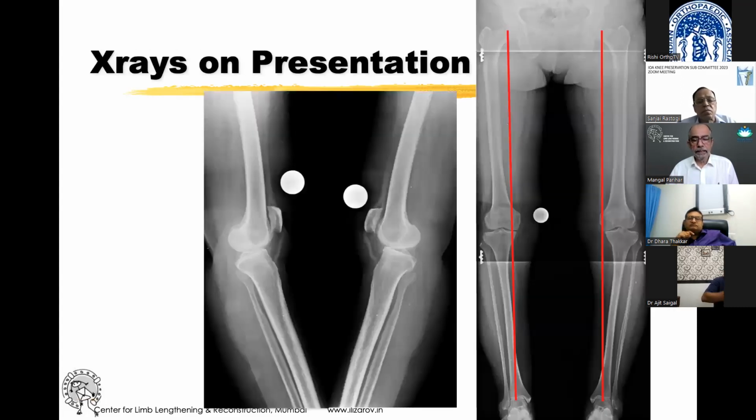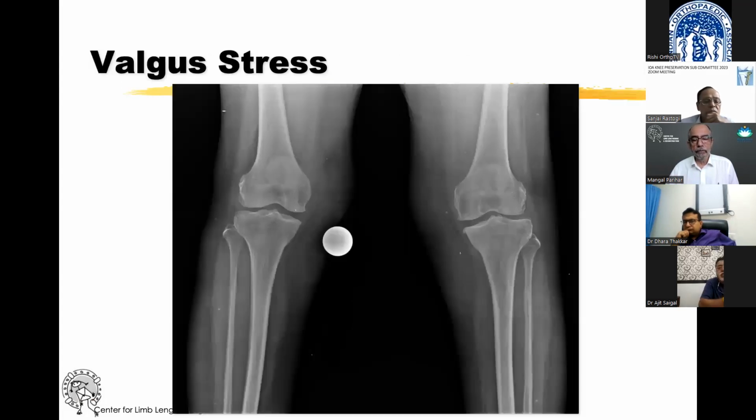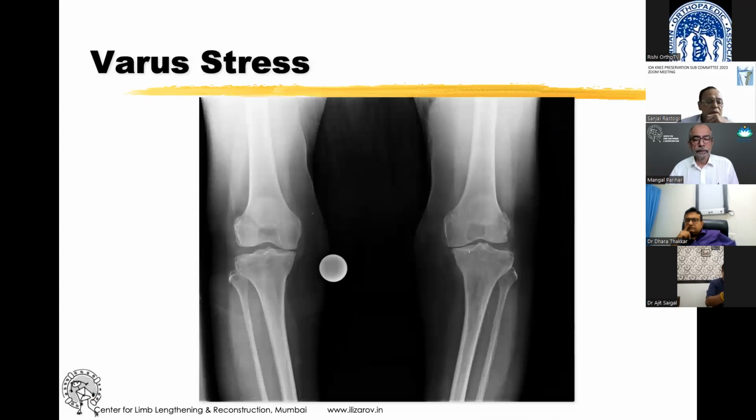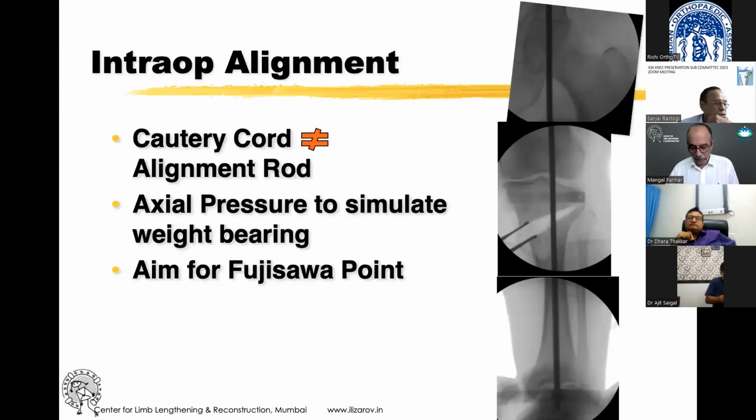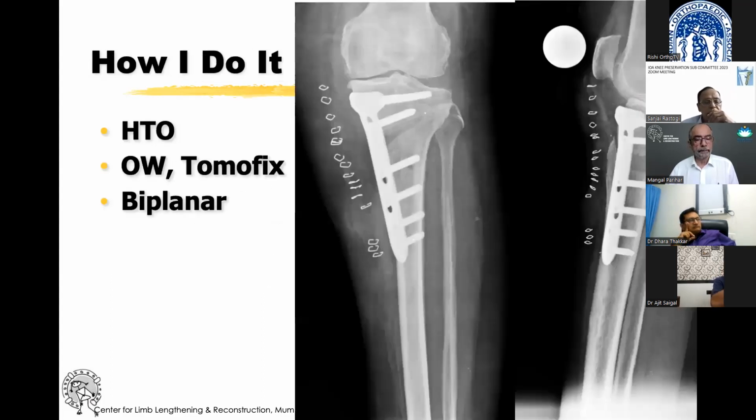Now, here's another case. Similar, she didn't require a femoral cut, her femur was okay. Again, valgus stress shows that it opens out. That's the full length X-ray, and that's the miniature way of calculating how to do it. Older patients, I will do a Tomofix. You must remember that the cautery cord is not the same as an alignment rod. And this is the amount of opening that we've done and the alignment that we get with axial pressure, etc., aiming for the lateral tibial spine.